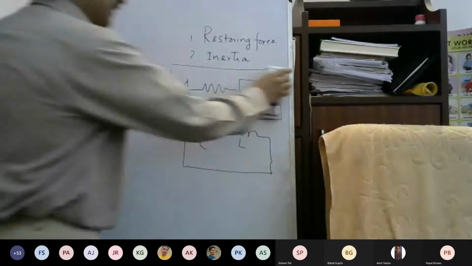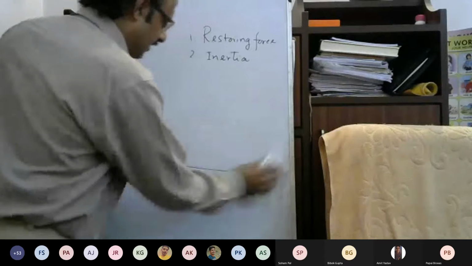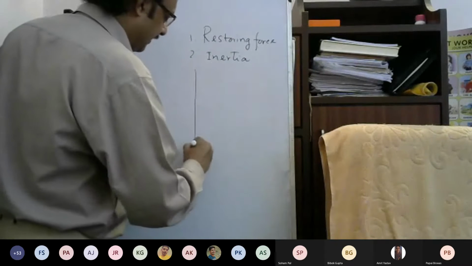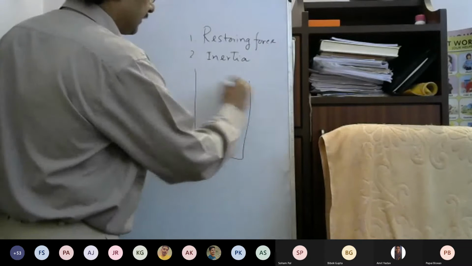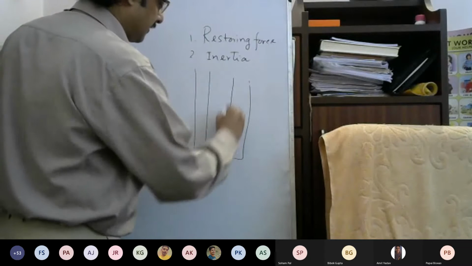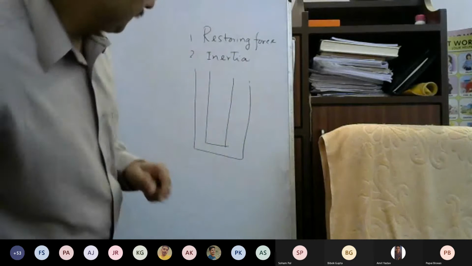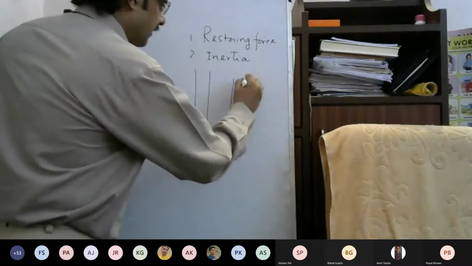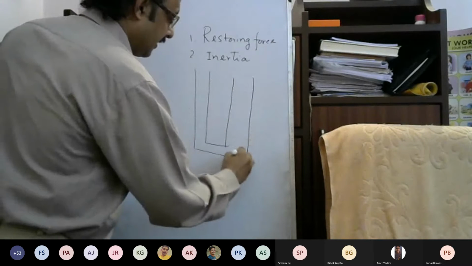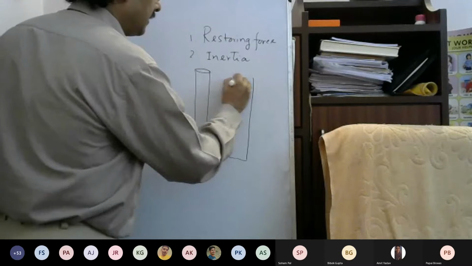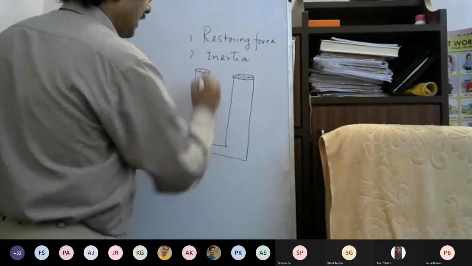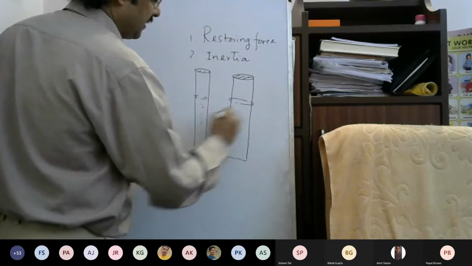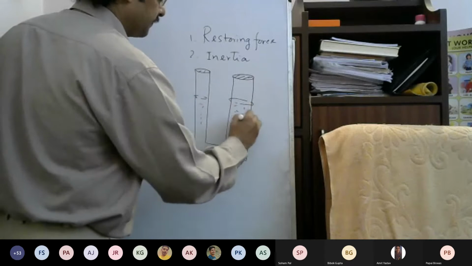I'll give you one example. Maybe this problem I'll solve later on. For example, there is a container, maybe of unequal area, and this is filled with water. It's not completely filled, partially filled with water or liquid.